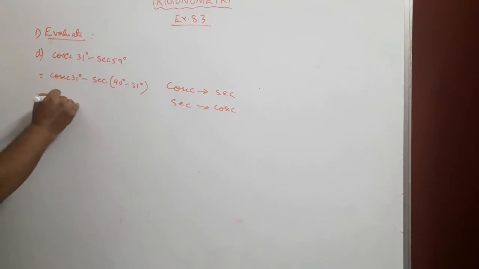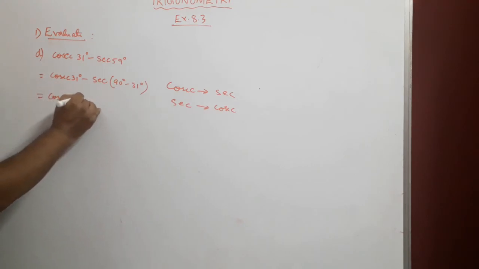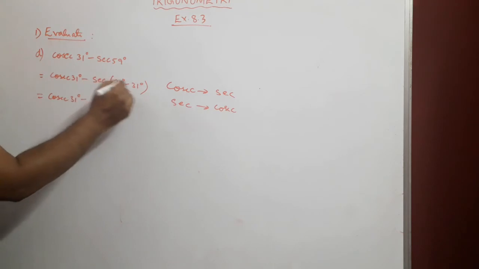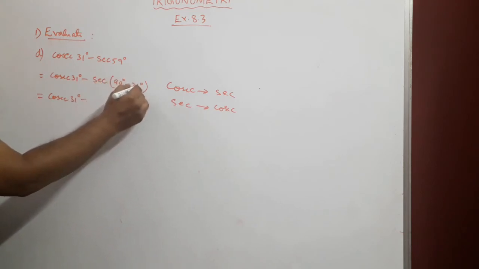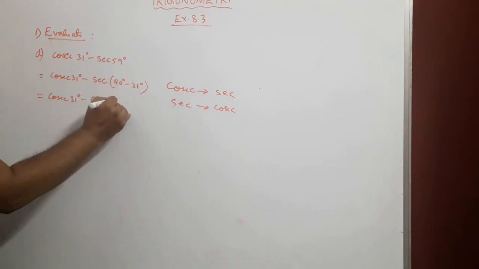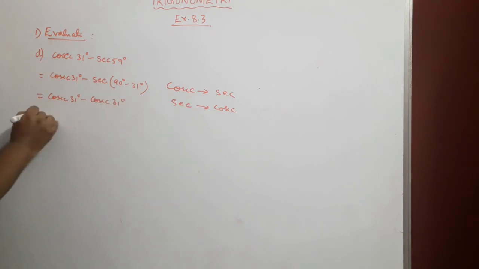So cosec, I'll just write the first term the way it is, cosec 31 degrees, and sec (90 degrees minus 31 degrees) can be written as cosec 31 degrees. So once again these two cancel out, we get the answer as 0. So I hope you have understood how we solved such problems in trigonometry.